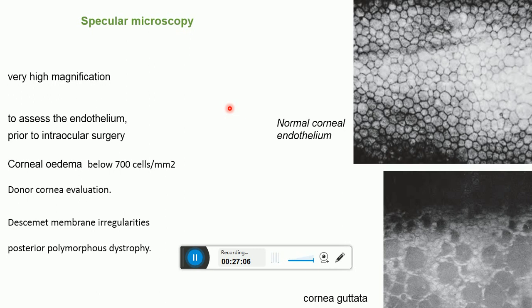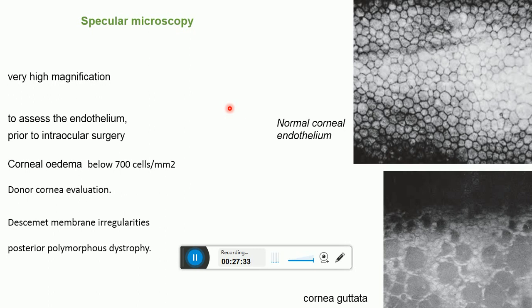The indications: evaluation of the functional reserve of the corneal endothelium prior to intraocular surgery is the most common indication. A clear cornea with normal thickness on pachymetry is not necessarily associated with normal endothelial morphology or cell density. Corneal edema is considerably more likely to occur with a cell density below 700 cells per millimeter squared, but unlikely above 1000 cells per millimeter squared.